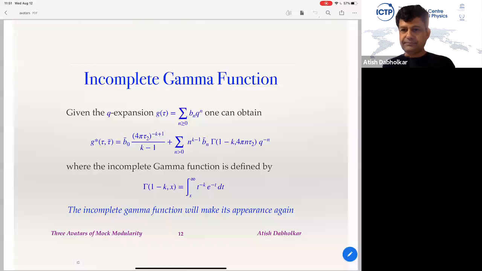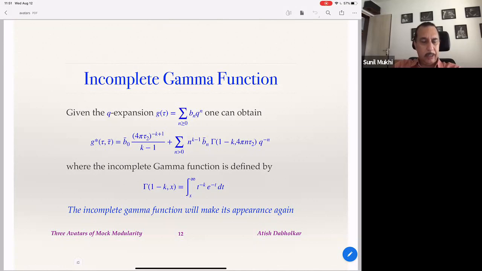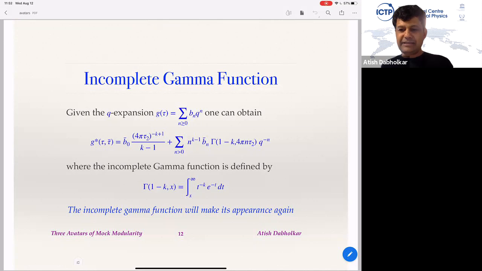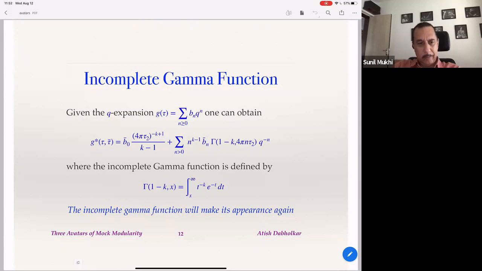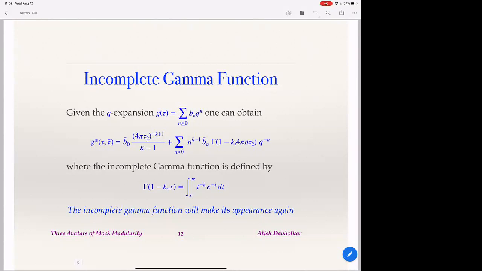Yes. In general, it will be complex because F is complex. A part of it is F, and if F is not the same as F star. Okay. So that's a good question.